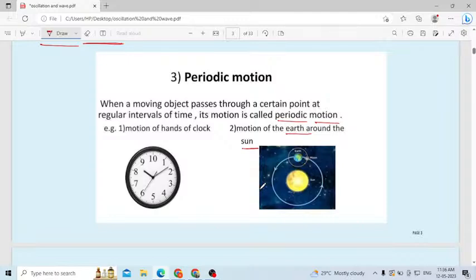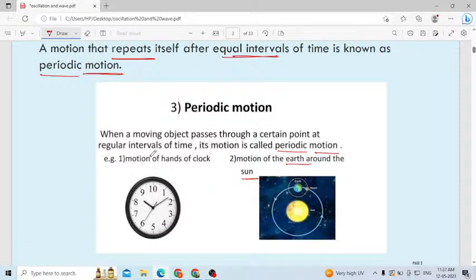Okay, once the object is moving in a circular path, that is an example of circular motion, but here the object is covering equal distance at equal intervals of time, therefore this is also an example of periodic motion. Always remember, periodic motion means the object covers equal distance in equal intervals of time. That you have to remember.